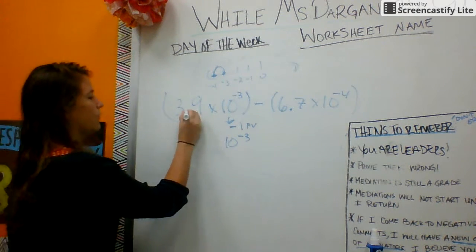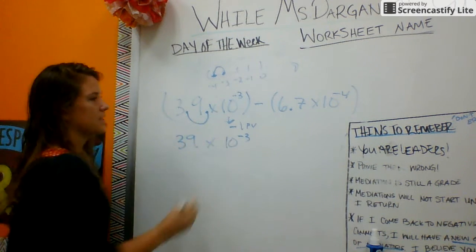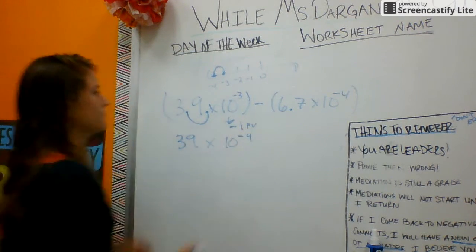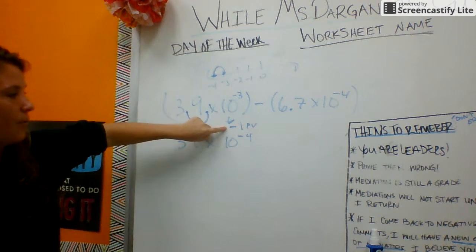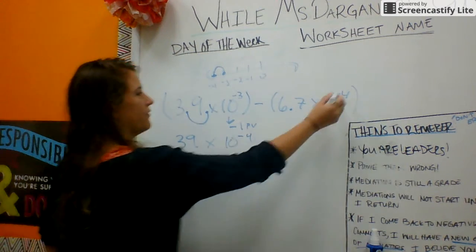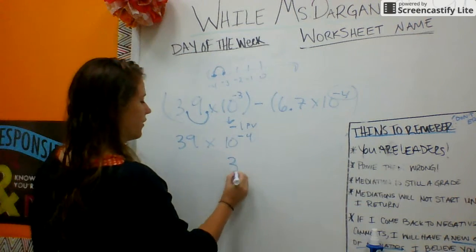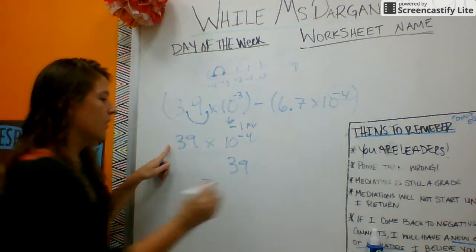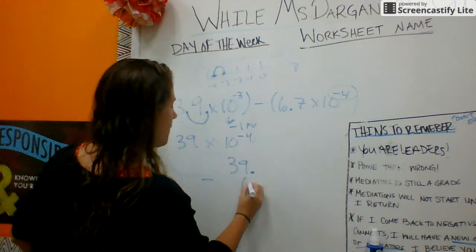So my 3.9 will go up one place value, and I now have 39 times 10 to the negative third. Sorry, to the negative fourth. I just wrote this down wrong. If I have negative third, I'm going down one place value. I'm at negative 4. Now both of these are at negative 4. So I can go ahead and subtract. 39 minus, and where does the decimal point go on 39? It goes right here. I know that I need to line up my decimal points.